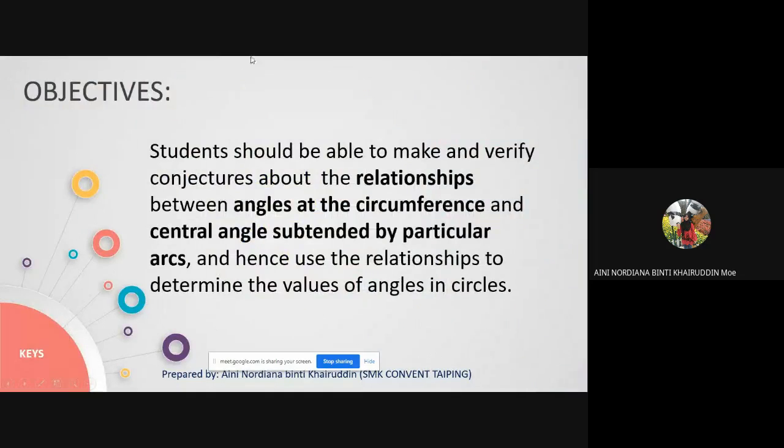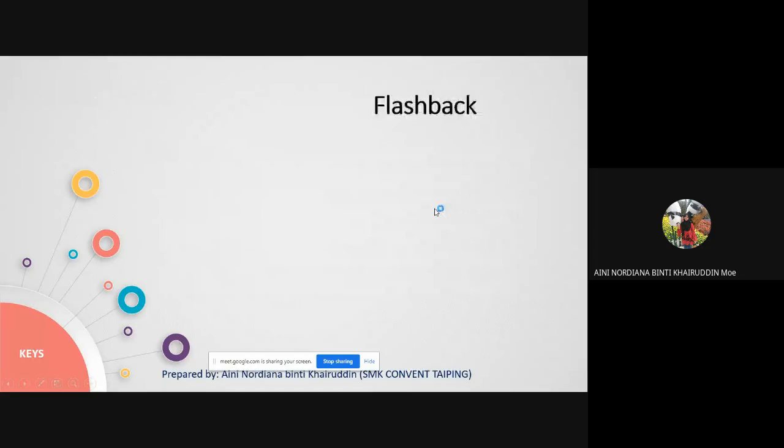So this is our objective. You should be able to make and verify conjecture about the relationship between angle at the circumference and central angle subtended by a particular arc. Today we are going to learn about the relationship of the angle at the circumference only.